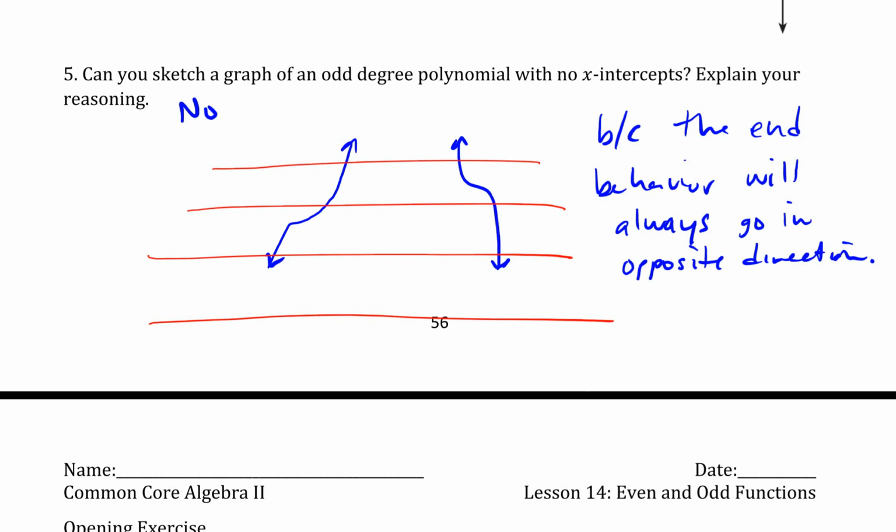Now, we could have an odd function that has a bunch of intersections with the x-axis, right? It could look something like this, but it has to have a minimum of 1. You can't draw one that has none.